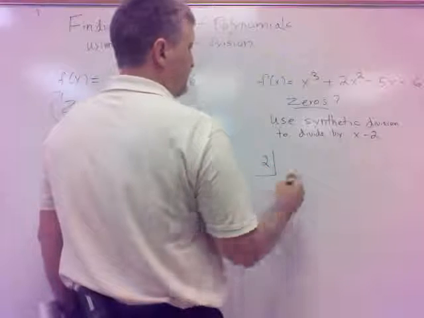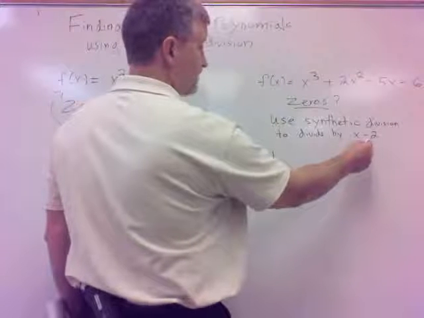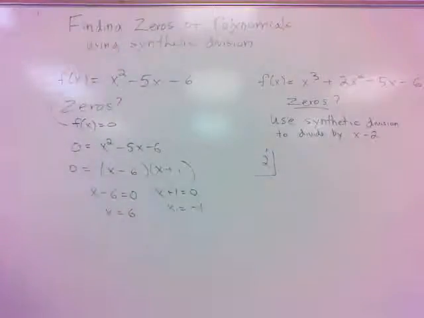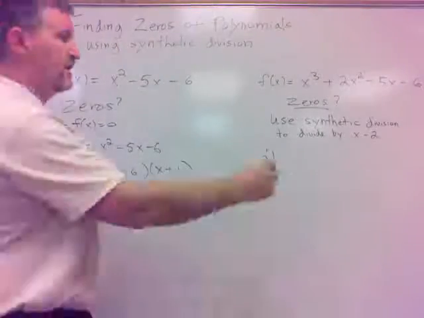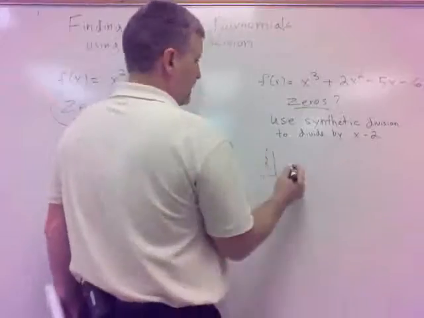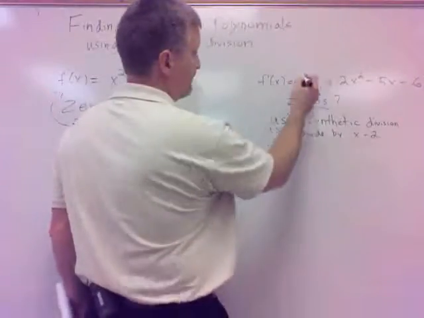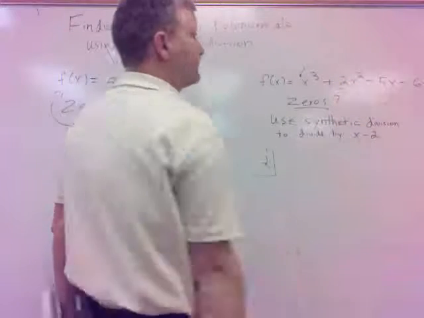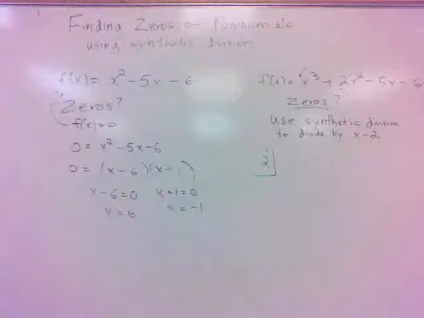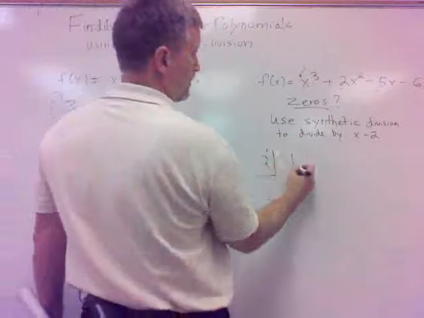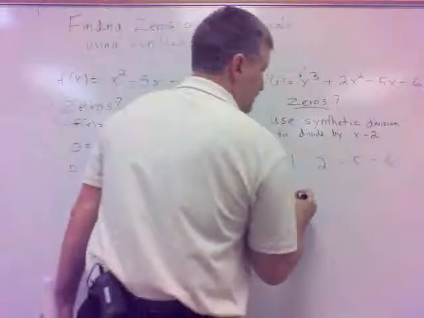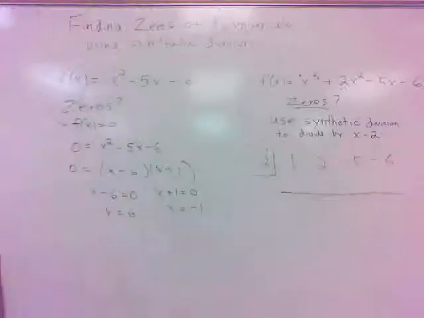If I'm synthetically dividing by x minus 2, that really is going to put a 2 there, right? I'm going to put a 2, the opposite sign. That's the way that works. And then alongside here, what do I put? I put the coefficients of the f function. That's what I'm dividing. So I'm going to put alongside it 1, 2, minus 5, and minus 6. And we'll talk about a few things that happen here. So if I do that, what do I get?